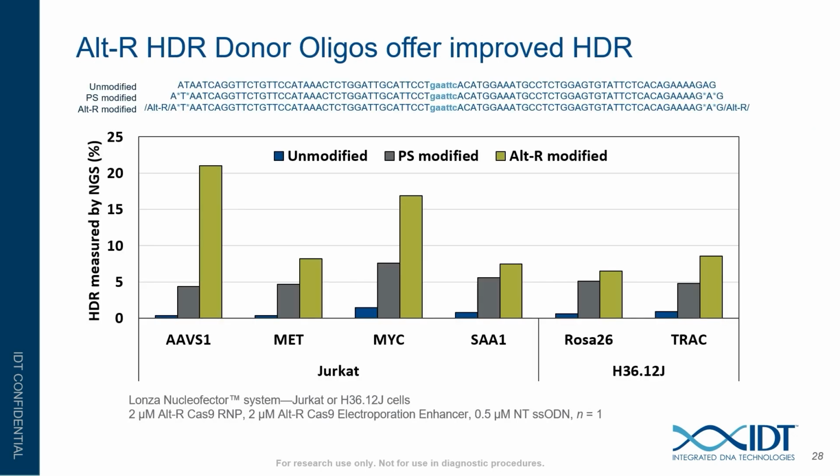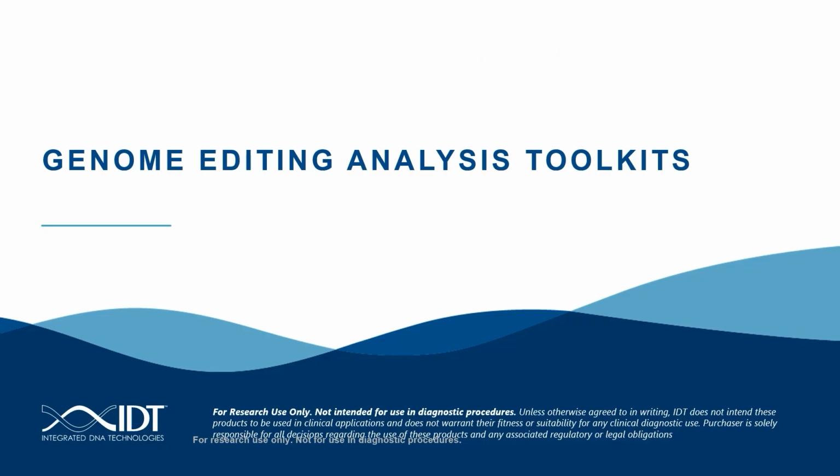At IDT, we developed several modification options to improve the stability of donor oligos within the cell. This is the data that shows the HDR efficiency between the unmodified, phosphorothioated, or Alt-R modified HDR donor oligos at multiple sites in human and mouse cells, which are indicated in the blue, gray, and green color respectively. Under these conditions, HDR with the unmodified templates has less than 2% HDR rate. The level of improvement varies by site. The phosphorothioated modifications offer improvement, and the Alt-R HDR donor oligos further enhance the improvement, ranging from 8 to 20% at these suboptimal sites.